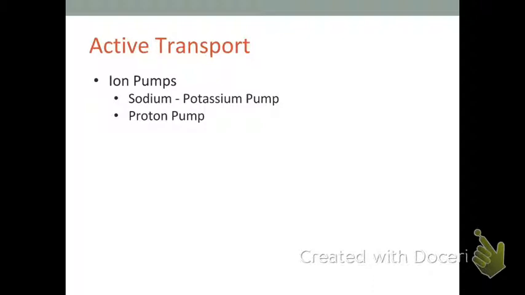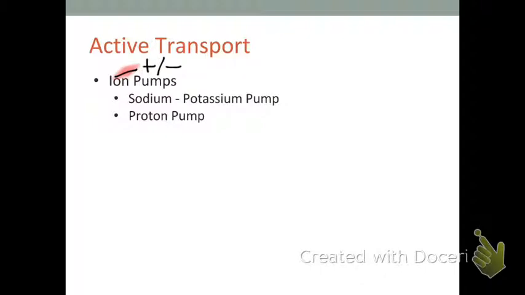Now, an ion, you guys probably don't know, maybe you do. Anybody know what an ion is? What's an ion? Okay, it's a molecule or an atom that has a charge. So we'll say ions, anything with a positive or negative charge to it.